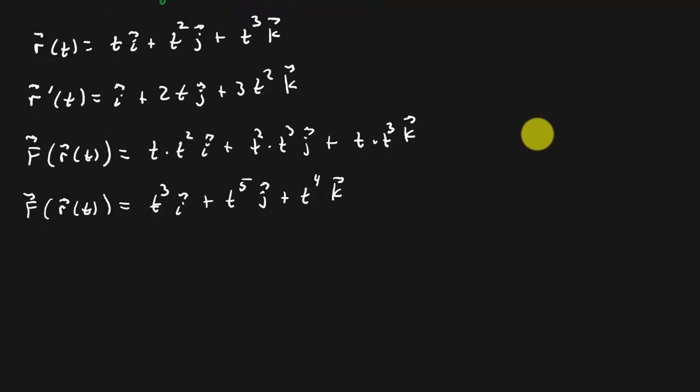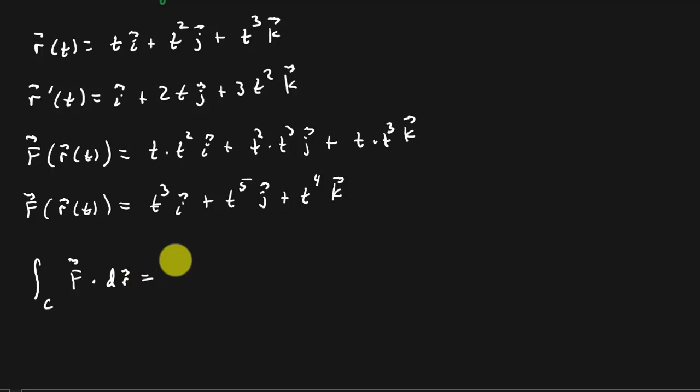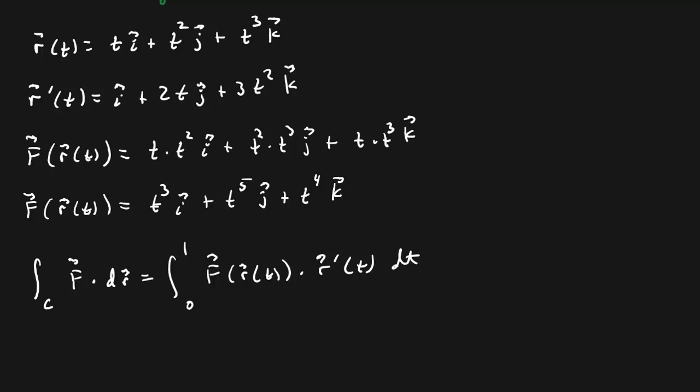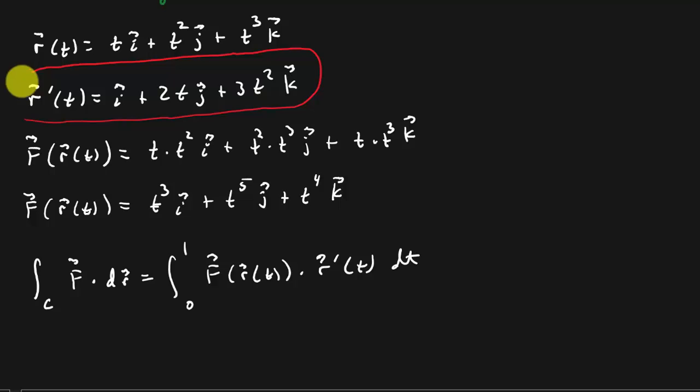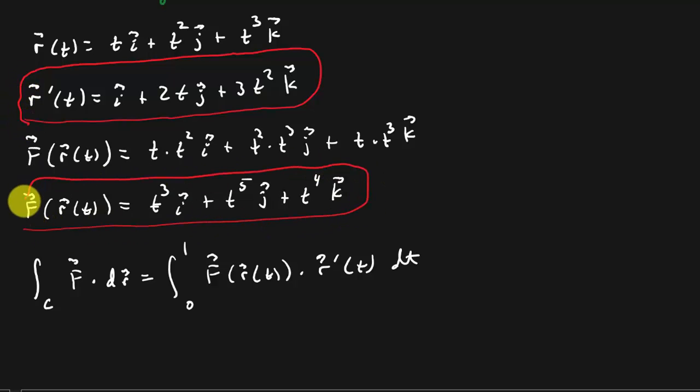All right, so now we are ready to evaluate this integral. So I've got the integral that is equal to the integral from 0 to 1 of F of r of t dot r prime of t dt. All right. Now, when we do the dot product, what I'm going to do here is highlight this. So we're doing the dot product of that and that. I'm just highlighting them in red so I can see them better. So remember, it's going to be this times this.